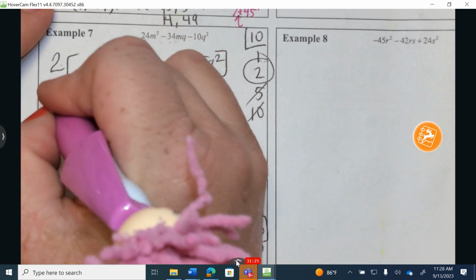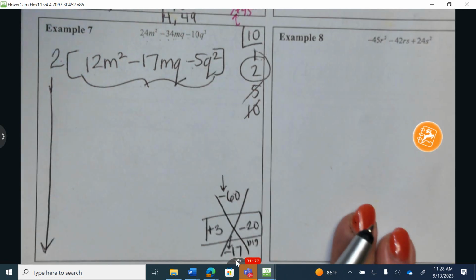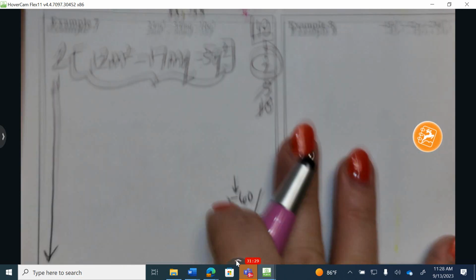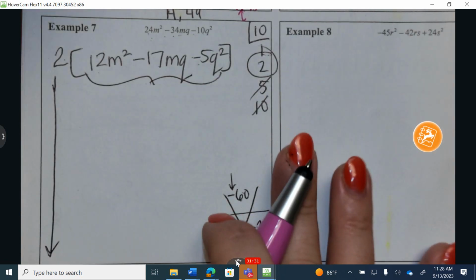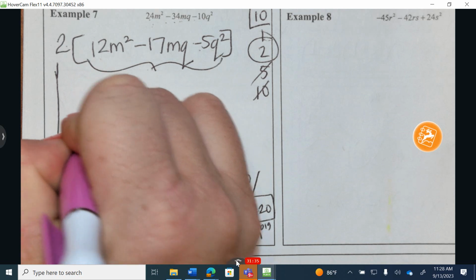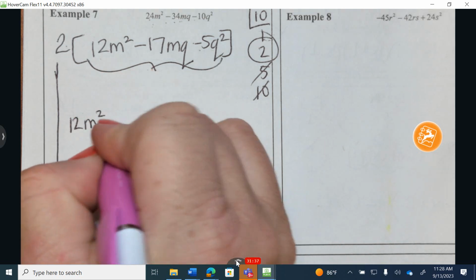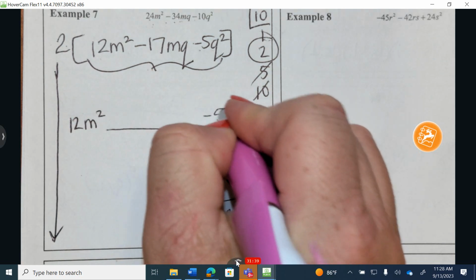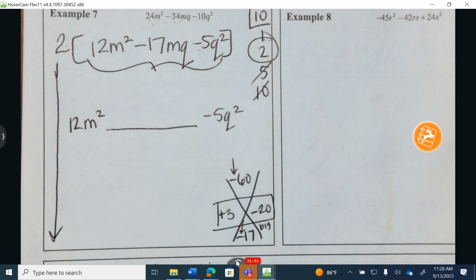Draw an arrow going straight down for the 2, please. Give me 1 second. Straight down for the 2. Okay, ready? Here we go. So I have 12m squared, leave a big line, minus 5q squared. It does not matter if you put your positive 3 or your negative 20 first, you'll get the same answer in the end.